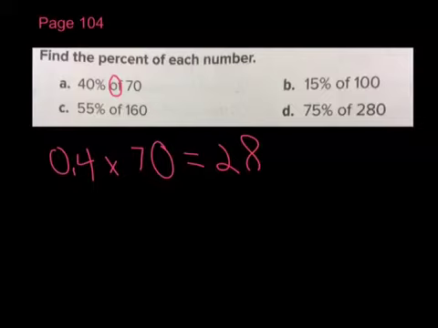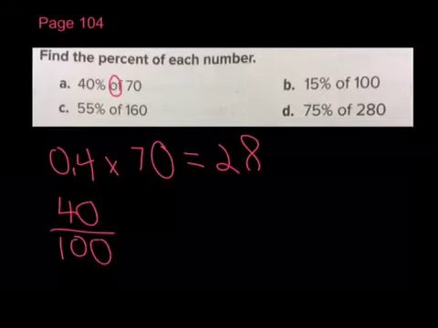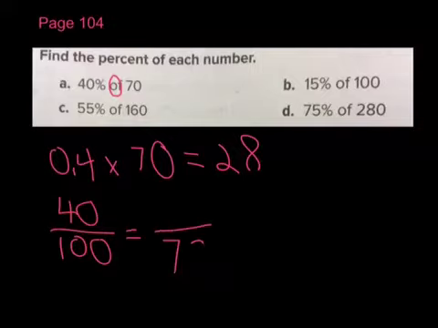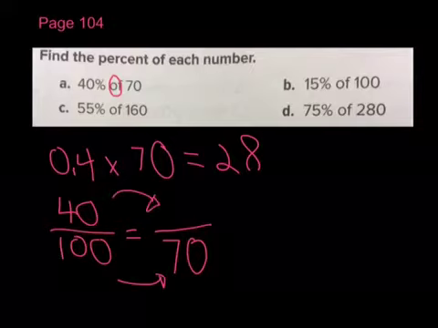Now, another way to do it would be like this, boys and girls. You know that 40% means 40 out of 100, right? So that's an equivalent fraction. 70 is the maximum number that we're looking for. 70 would be our 100%. Well, what would be the 40% of 70? That's the number we're looking for.